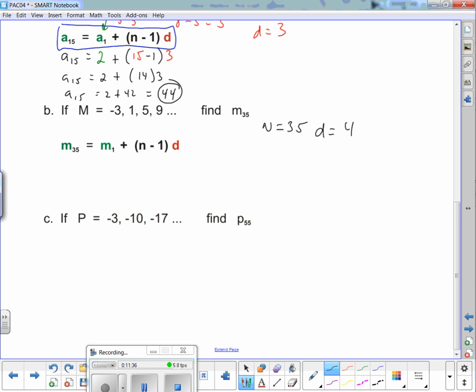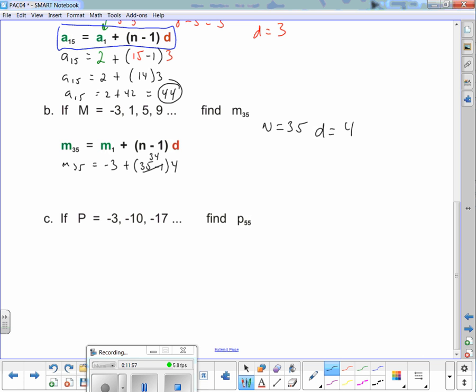Okay, so our work will look like this. A sub 35. What is a sub 1? First term is negative 3. What's our n? 35. What's our d? 4. And again, if you guys want to save a step and write your 34 there, that's okay.